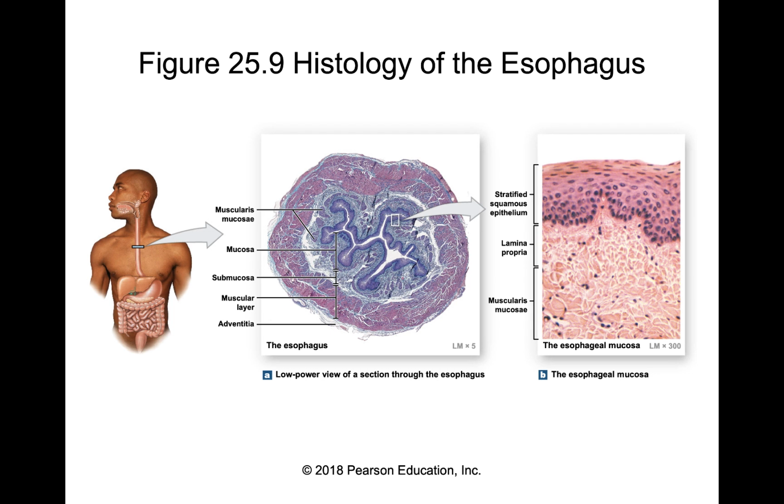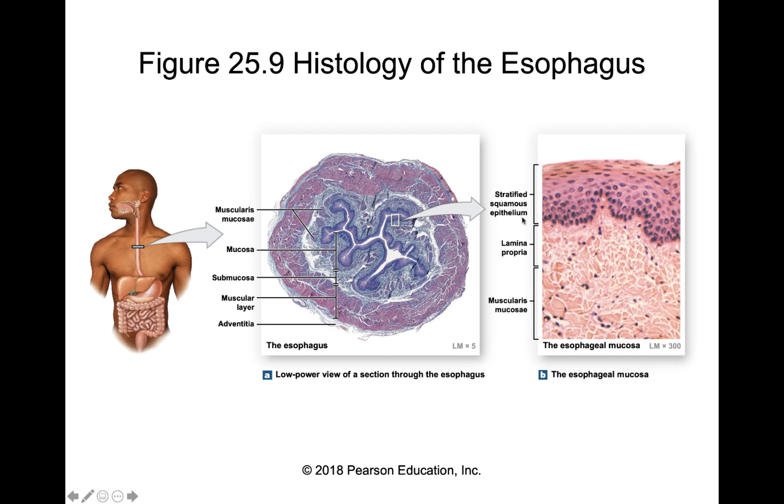And then I think I said this before too. So this is the histology cross-section of the esophagus, and you can see the lumen, the inside opening, and it's kind of folded on itself, and the food is going to push it open. So it doesn't stay open, the food can push it open.